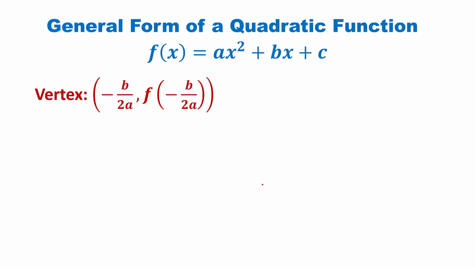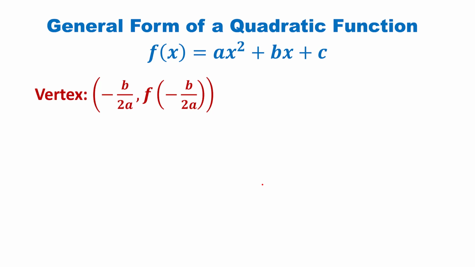And we're going to look next at the general form of a quadratic function, which is just kind of what we started with in the beginning. f of x equals ax squared plus bx plus c. And the vertex is negative b over 2a, f of negative b over 2a. So we don't have to put a function into vertex or standard form. We can actually use this little cheat formula of sorts.